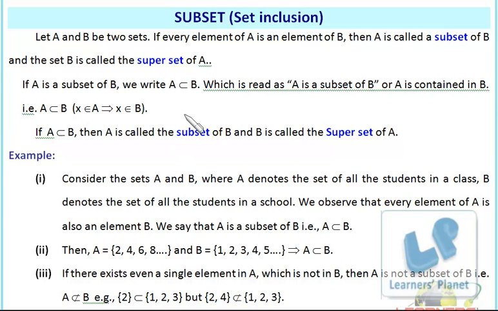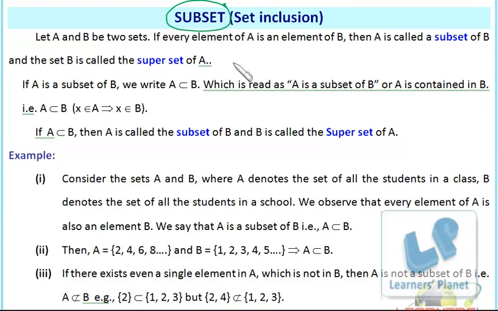Now we see the next term, that is subset. What is a subset? Now listen to me carefully. A and B are two sets. If every element of A is an element of B, then A is called a subset of B and set B is called the superset of A.